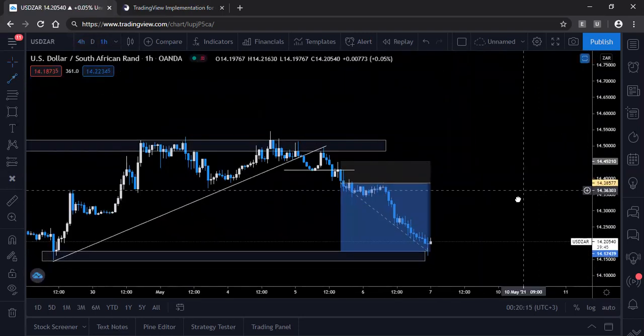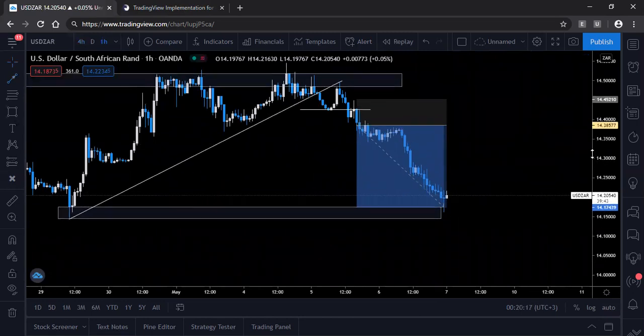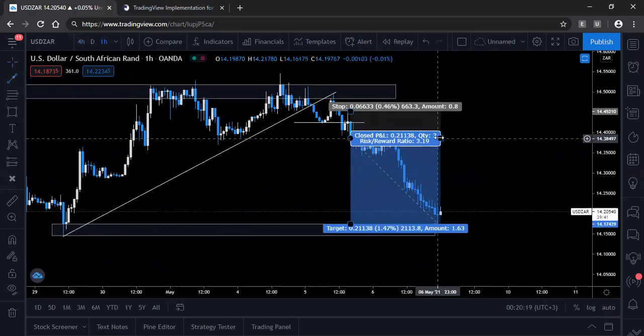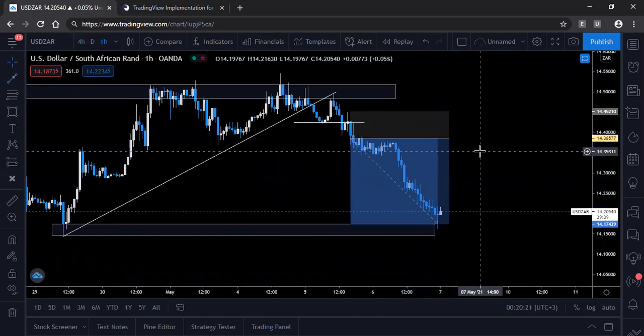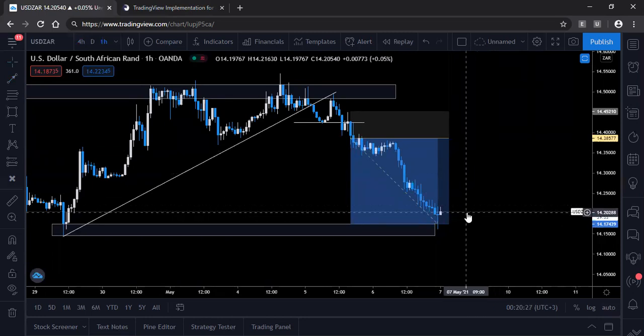Holy shit, it hit take profit. Our trade hit take profit. Woo! I love this trade. Oh man, I love this trade.